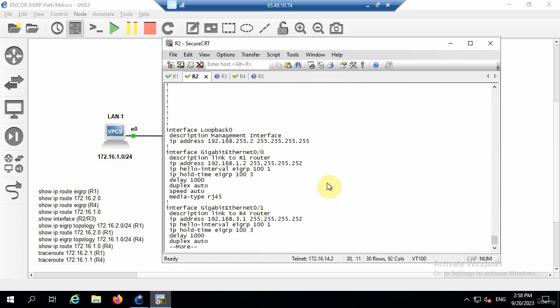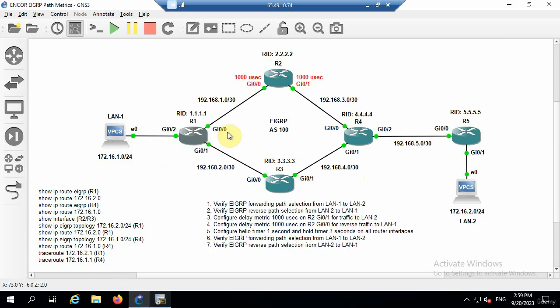The other thing I want to show you is the timers. This is ip hello-interval eigrp 100 1. The 100 is the autonomous system for EIGRP, and the 1 is the 1 second. So hello intervals are now 1 second, and the hold time is 3 seconds. Note as well with EIGRP, the timers don't have to match. It's not like OSPF. You can still have adjacencies without the timers matching, but it's probably good practice to do it. Those same commands for timers are configured on all physical interfaces that connect between the routers.